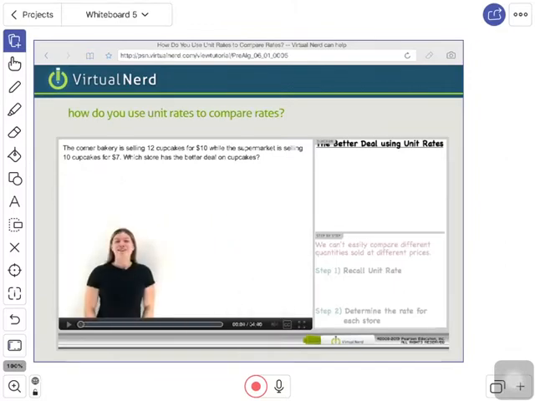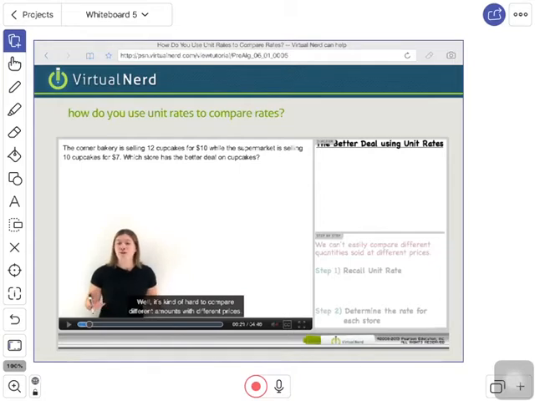The corner bakery is selling 12 cupcakes for $10, while the supermarket is selling 10 cupcakes for $7. Which store has the better deal on cupcakes? In this problem, each store is selling a different amount of cupcakes for a different amount of money. Well, it's kind of hard to compare different amounts with different prices. So instead, let's try to figure out the price of one cupcake at each one of the stores. And then we can compare them that way to see which is the better deal.